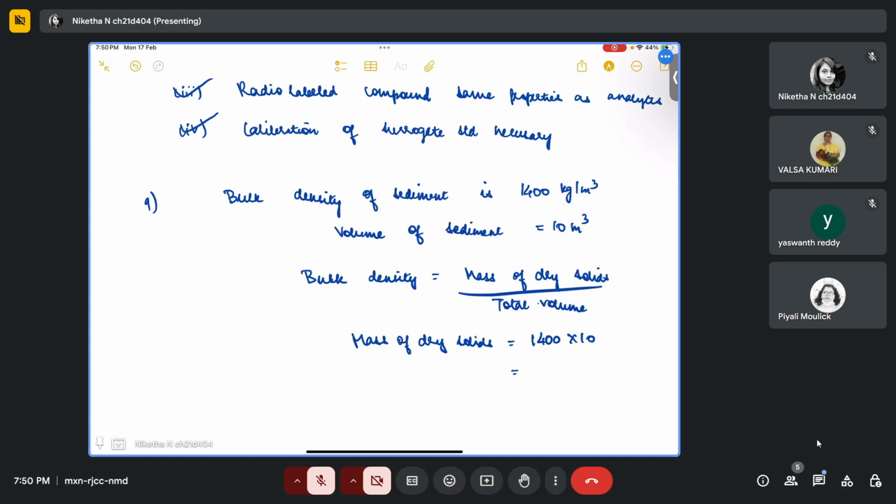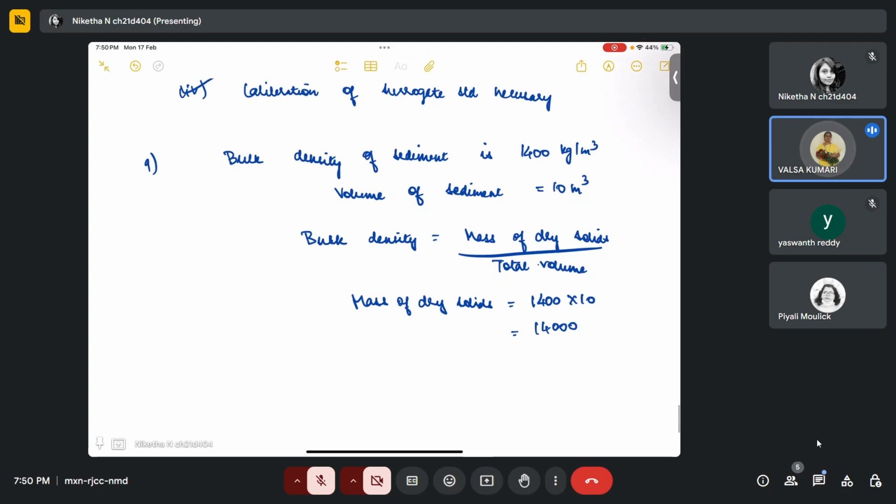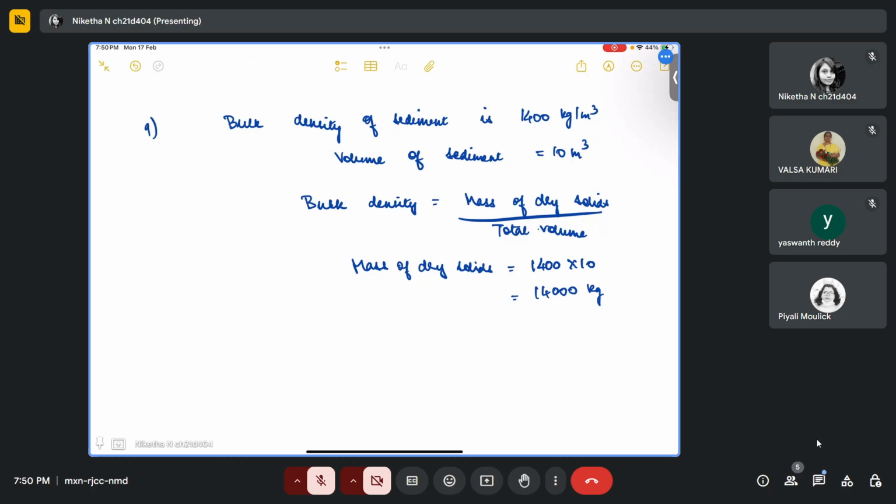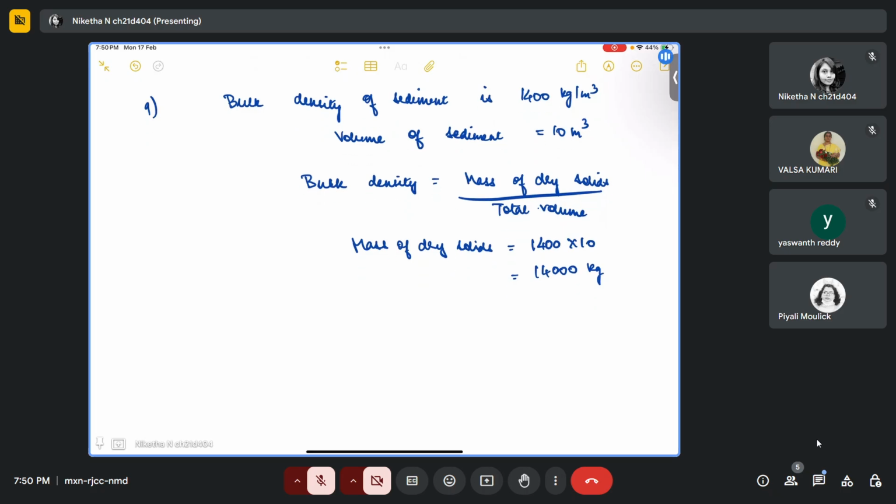What is this number? 14,000. Units? Kilogram per meter cube. Kilogram. Yeah. So the answer is 14,000 kilograms.